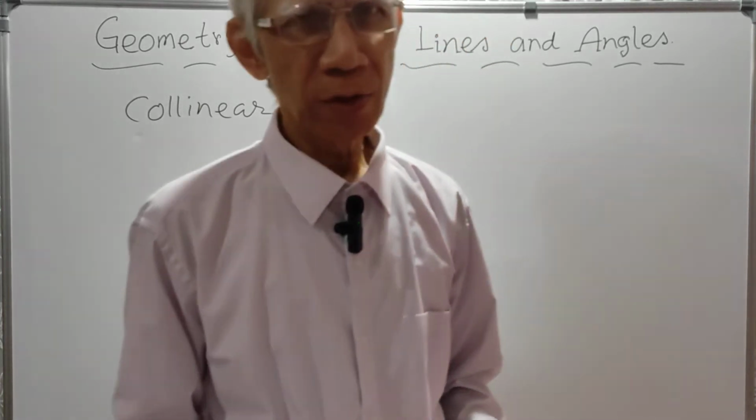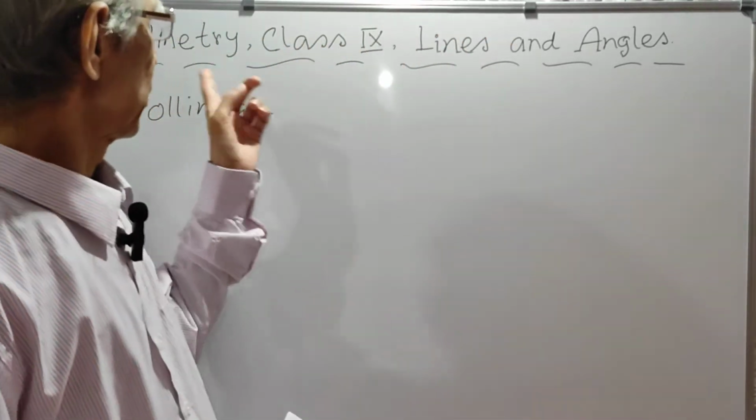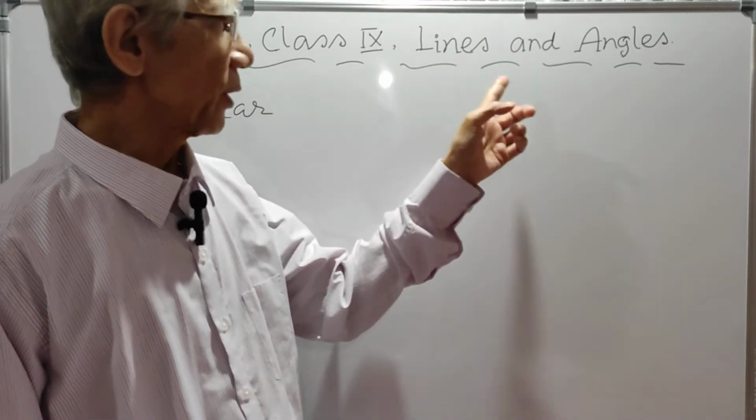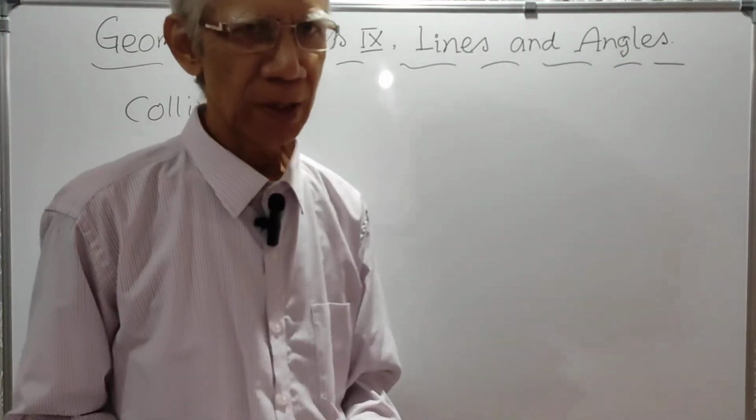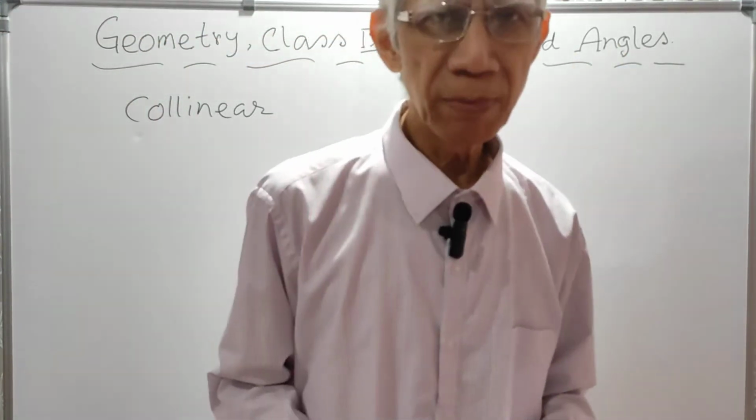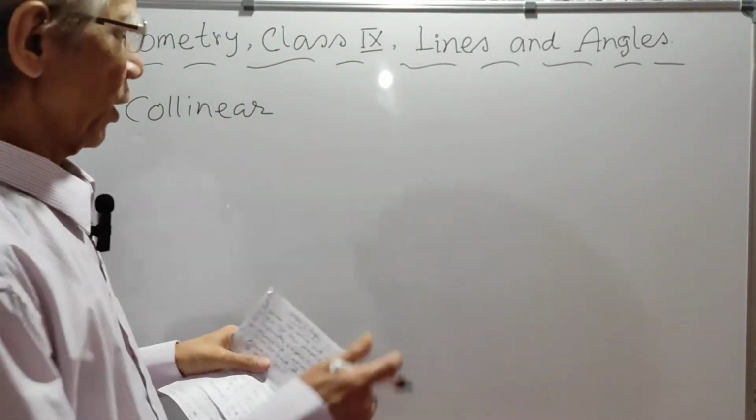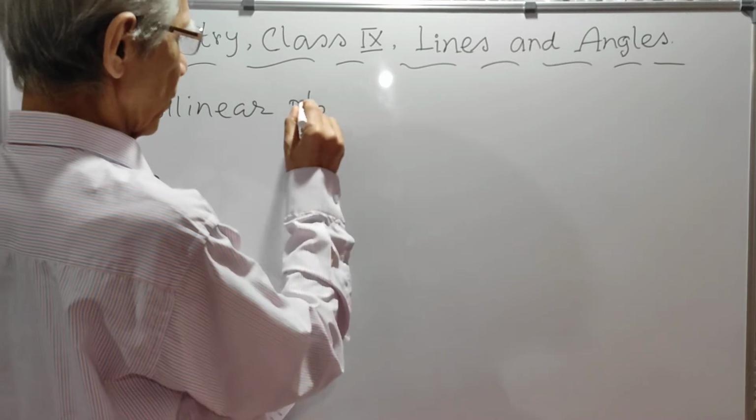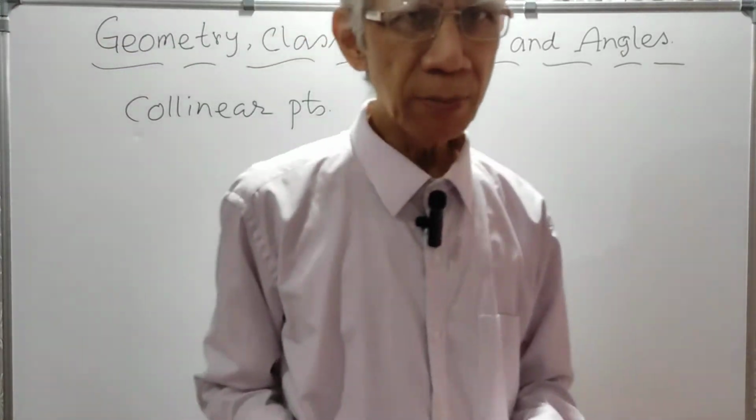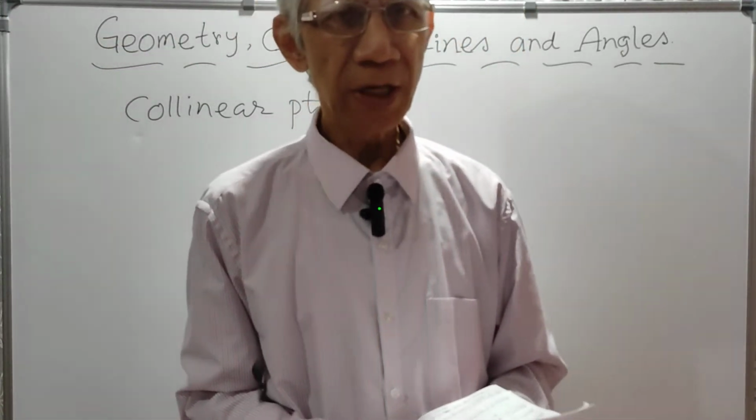My dear students, today I am going to discuss geometry for class 9 from the chapter of lines and angles. So in the beginning, let me discuss some basic concepts. Now, what do you mean by collinear points? Collinear points means points which lie in a straight line.